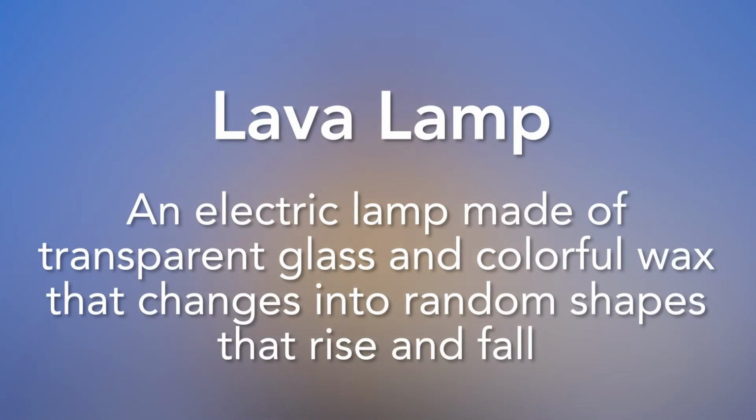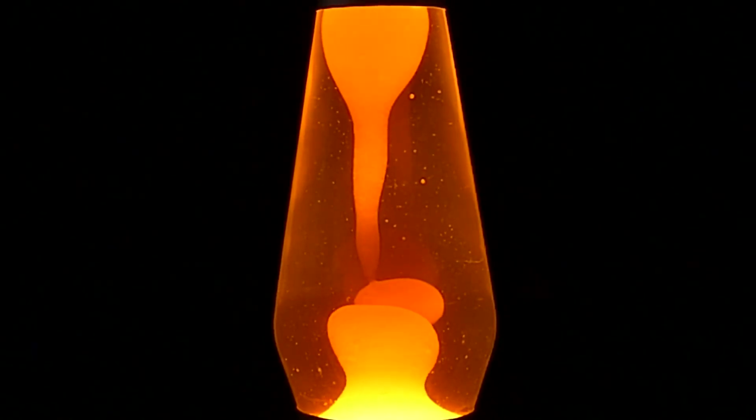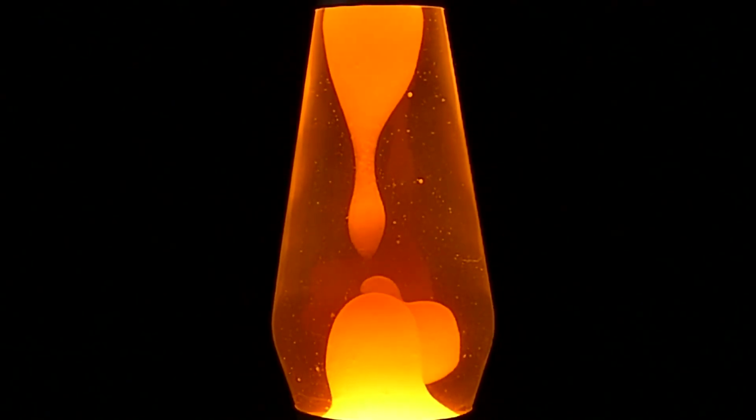So for today's challenge, we are going to create our very own lava lamps. A lava lamp is an electric lamp made of transparent glass, which means all light can pass through it, containing liquid and colorful wax that changes into random shapes that rise and fall.